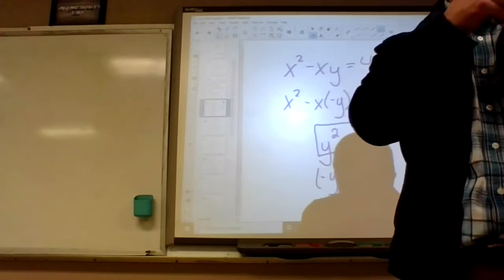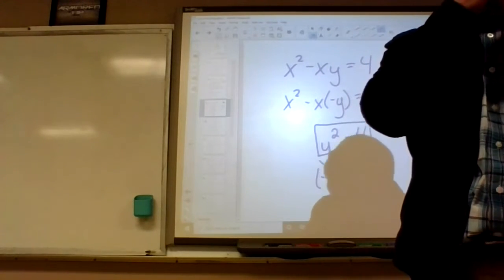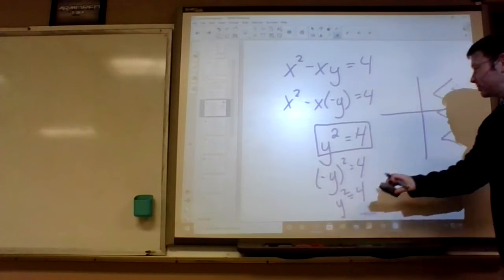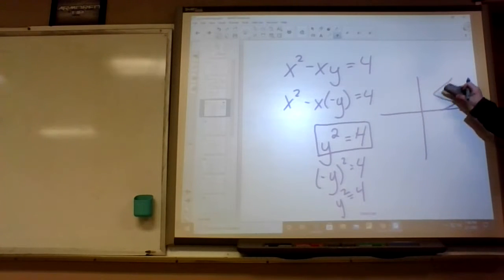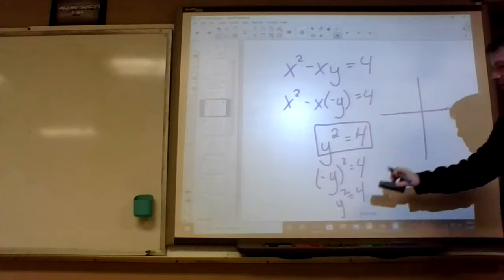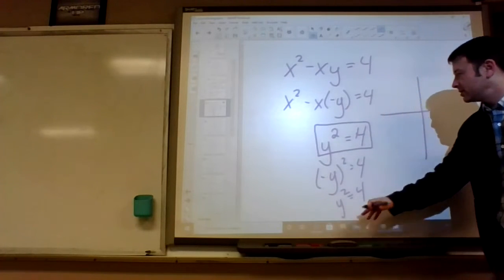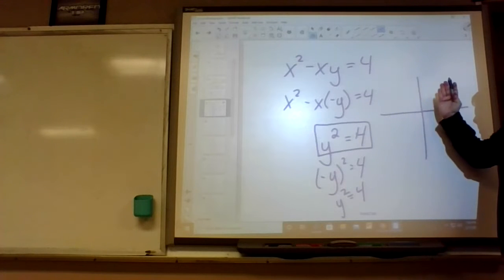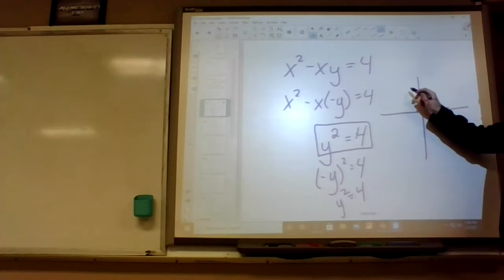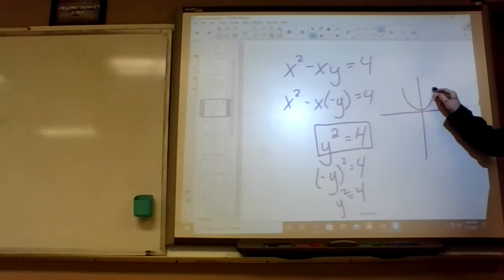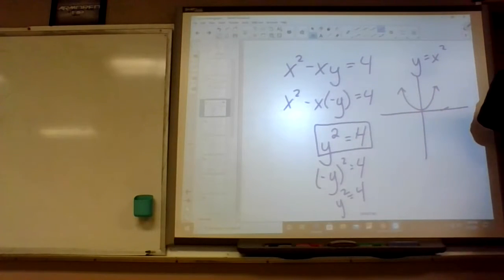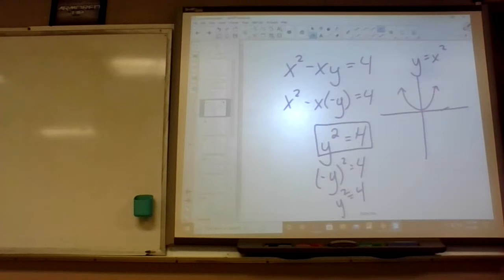So for the y-axis, if it's symmetrical over the y-axis, we know a lot of these functions. What would be an example of a function that is symmetrical over the y-axis? Like if you flip it, a parabola, like y equals x squared, right? Oh yeah, parabola. That's how you say it correctly.